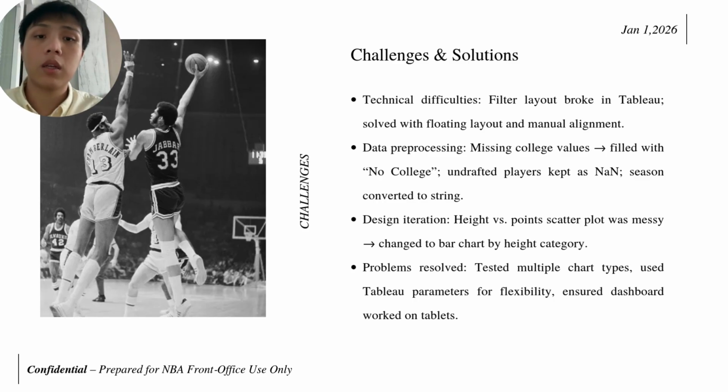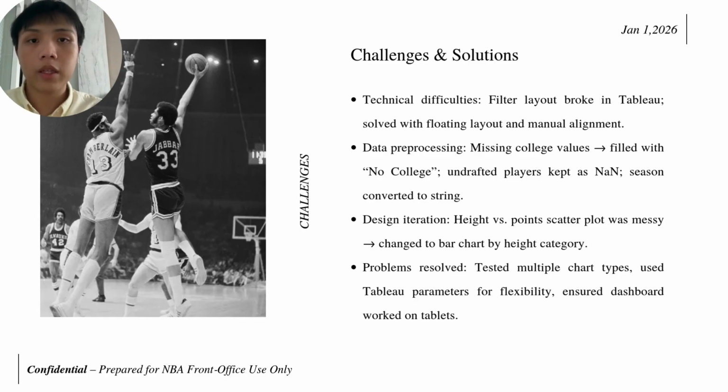On the data side, missing values for college represented a challenge. There were 1,854 missing entries, many representing international players or early era athletes. I chose to label this as no college, while undrafted players were retained as NaN values, which allowed for meaningful analysis of draft performance.